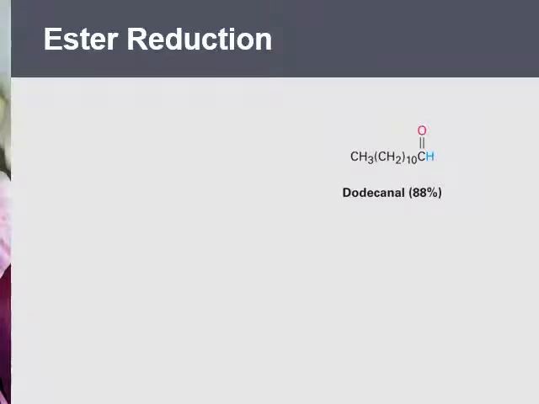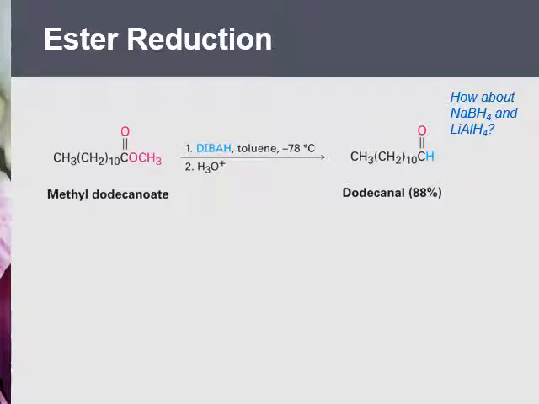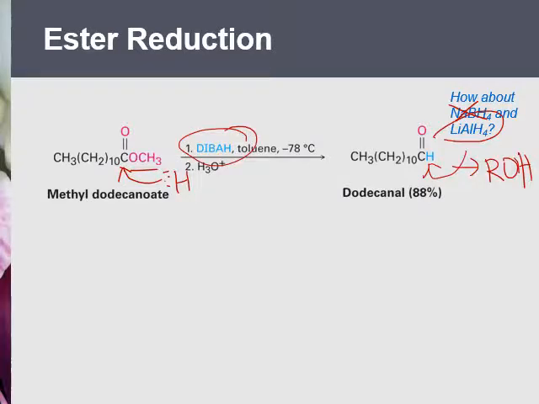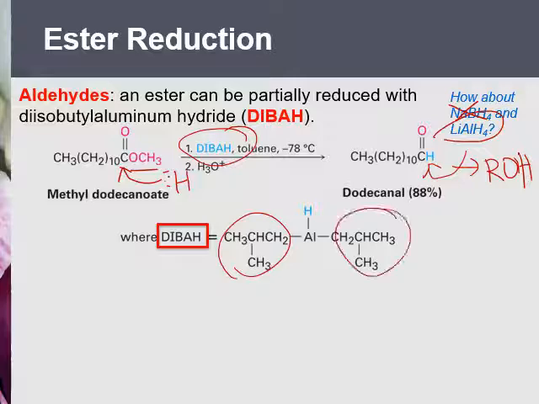Aldehydes can also be synthesized by reduction reactions from functional groups of higher oxidation levels such as esters. Alkoxides serve as a leaving group. Hydride attacks the carbonyl carbon, the leaving group leaves, and that gives you aldehydes. The reducing reagent must be strong enough for the reaction. Sodium borohydride is too weak. On the other hand, lithium aluminum hydride is too strong. It will reduce aldehyde to alcohols. The appropriate reducing reagent is DIBAH, or diisobutylaluminum hydride.